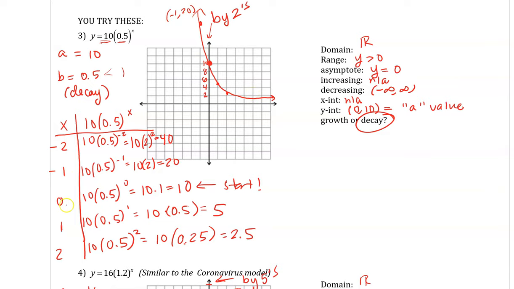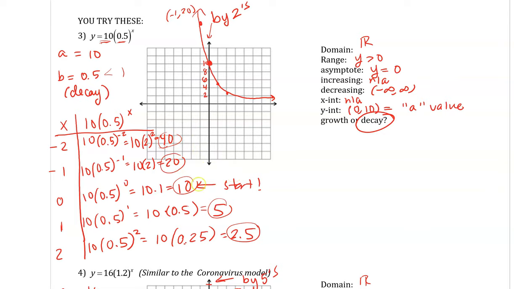Here are the values I got when I plugged in negative 2 through positive 2 for x. I got 40, 20, 10, 5, 2.5. Notice the trend, right? They're dividing by 2 each time, or multiplying by 0.5. 40 times 0.5 is 20 times 0.5 is 10 times 0.5 is 5 times 0.5 is 2.5.